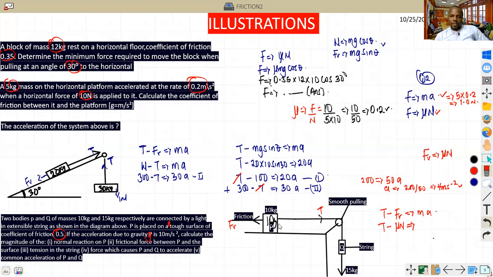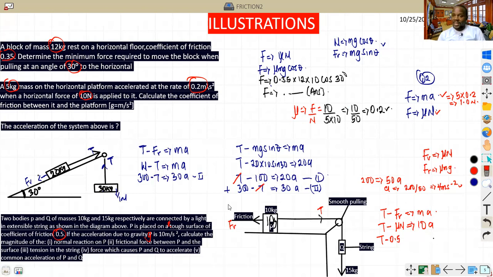Equals MA. What's the mass? 10. A. So you can substitute tension minus mu. What is mu? It was given, coefficient of friction is 0.5, times N. What is N? N is mg. So mu mg. N is mg. The full formula is FR is equal to mu mg. You just have to do all these things the way it should be done. I just want you to get them because it is important.